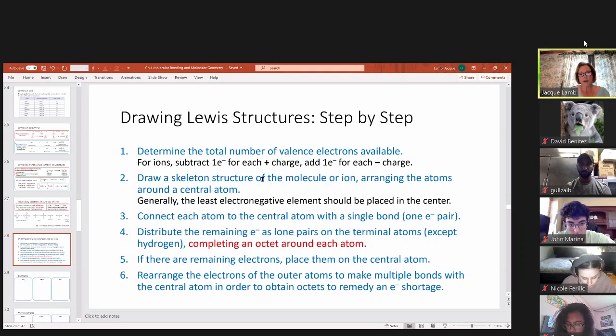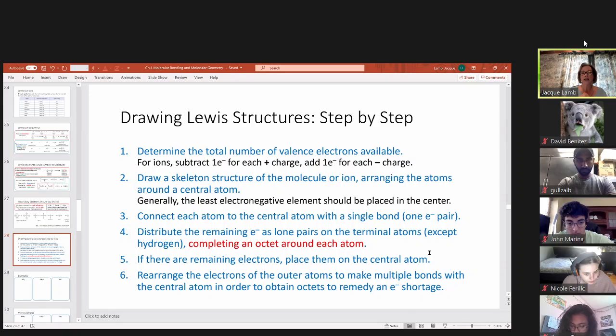So you look at the number of electrons you should have in your structure and subtract from that all of the electrons that were used in the bonds in the skeletal structure. What's left are the electrons that need to be distributed around those terminal atoms. And you do that so that each atom has an octet. If there are any more electrons remaining after that, they are placed on the central atom.